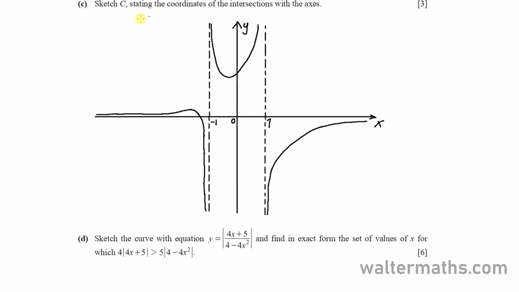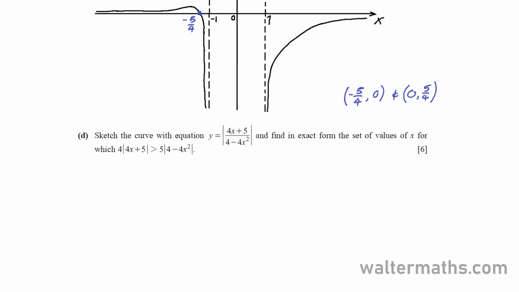Now the question also says stating the coordinates of the intersections with the axis. So we have two intersections with the axis. We have this point here and this one here. And by calculation, we got those points to be -5/4 and 0. And we also had 0 and 5/4. So this is the point -5/4. And this here is the point 5/4 on the y-axis. So this is what we have. Let's go on to part D.